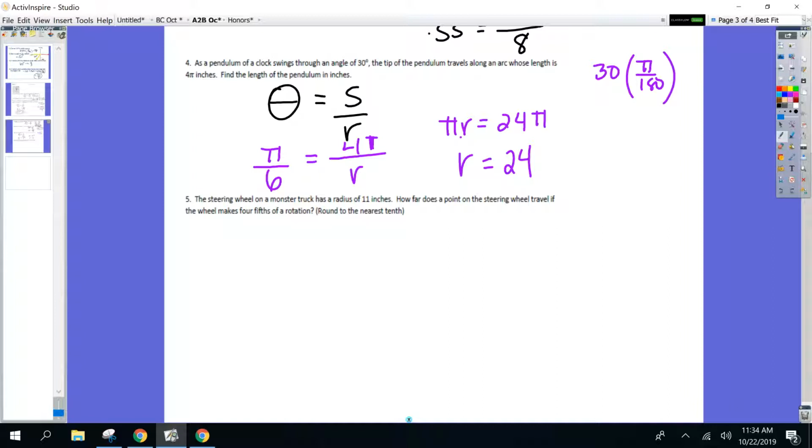All right, so here we go. It's got a radius of 11 inches. How far does a point on the steering wheel travel if the wheel makes 4/5 of a rotation? Oh boy. Is there anything we can definitely be confident in to plug in for s, r, or theta right now? How about that 11 inches? In for the r value, yep.